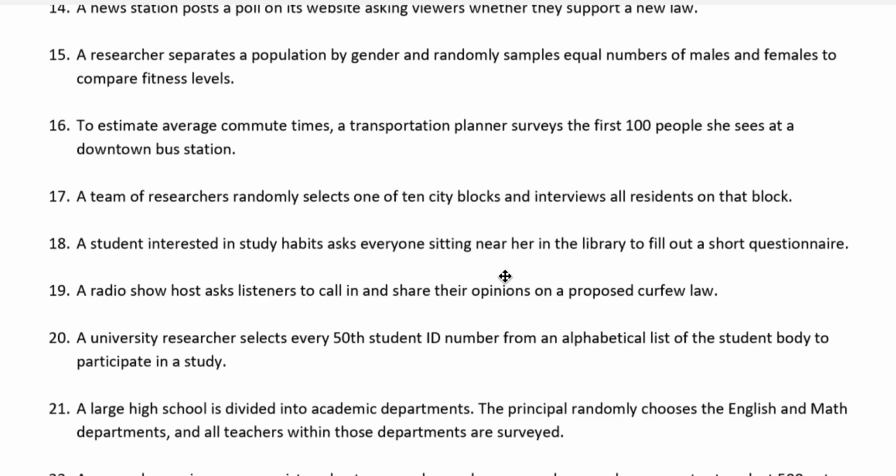18. A student interested in study habits asks everyone sitting near her in the library to fill out a short questionnaire. This will be a convenience sample because she only asks the people physically near her.